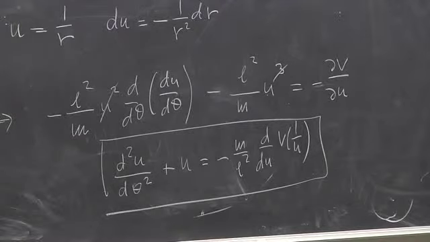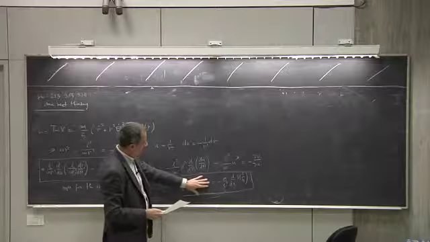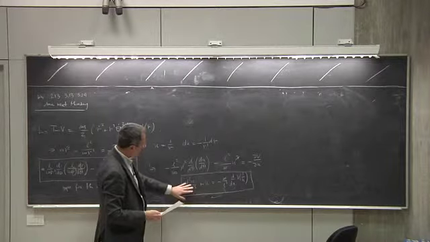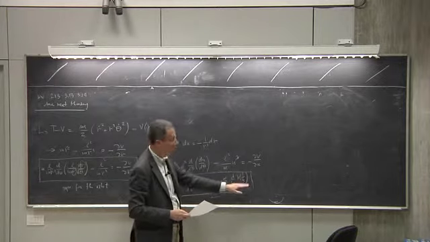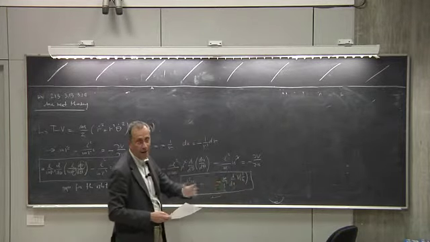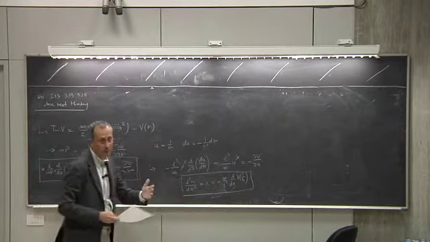Now I have this that looks nice. It's the second derivative plus the function itself is equal to whatever this derivative is, that I cannot do because I don't know how V depends on r. It will depend. For the Kepler problem, it's going to be minus k u. For a harmonic oscillator, it's going to be something different. But it's a second order differential equation.